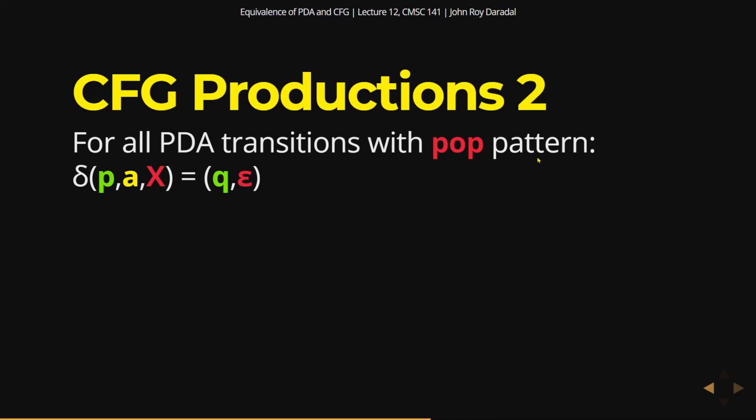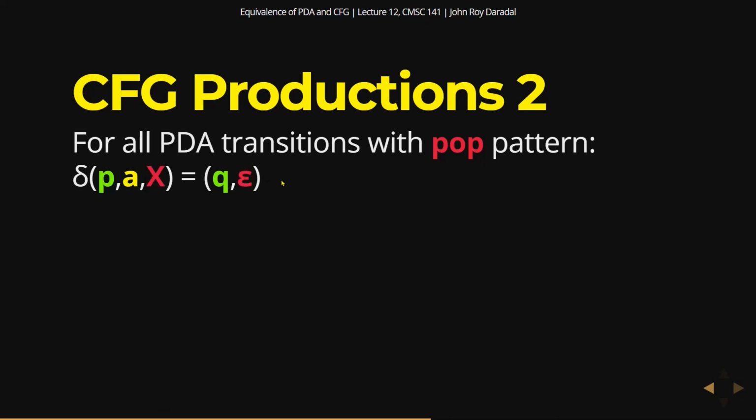Okay, so let's now go to the second type of production that we'll add for our equivalent CFG. So this time we'll look at the PDA transitions and find the pop pattern. So the pop pattern basically looks like this. Starting from state P, it could transition to state Q, or it could be the same. It doesn't really matter, but for some state Q, upon reading A, X on top of the stack is popped off. So X is replaced with epsilon. So this is the pop pattern because we are popping off the top of the stack.